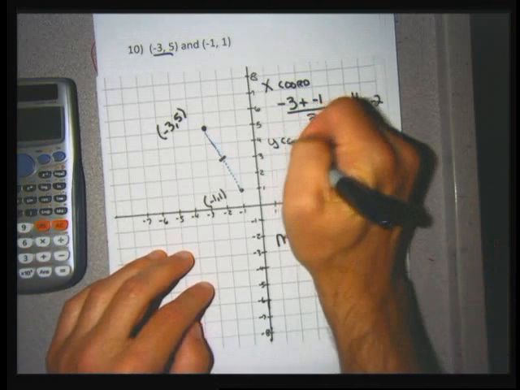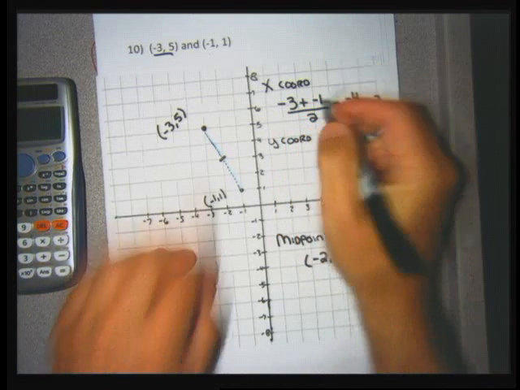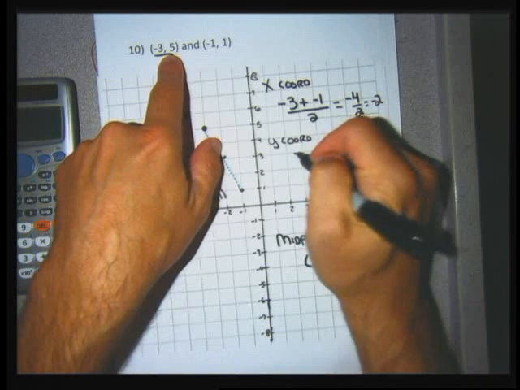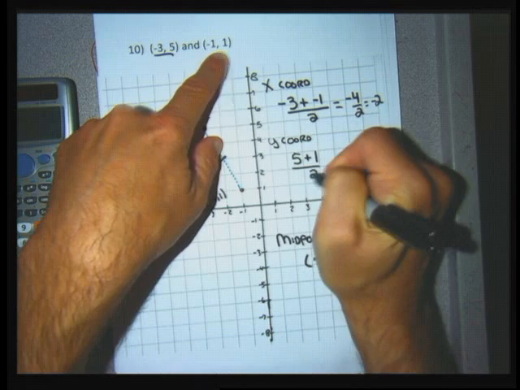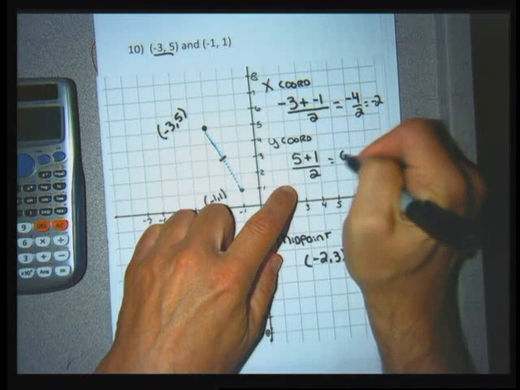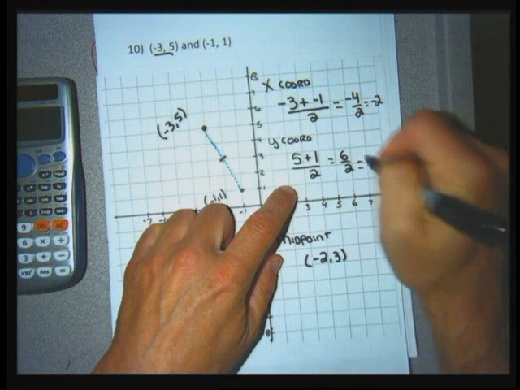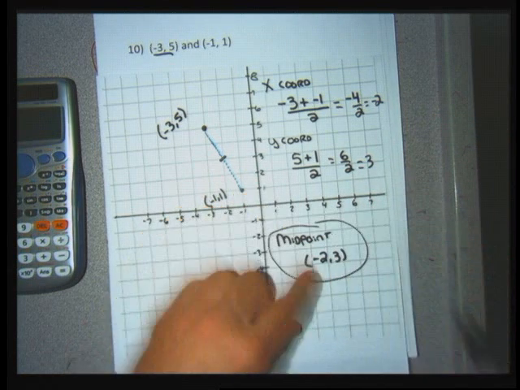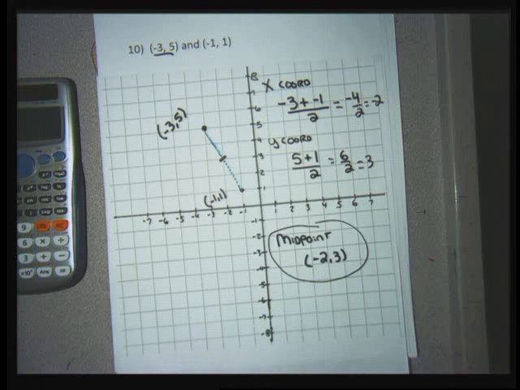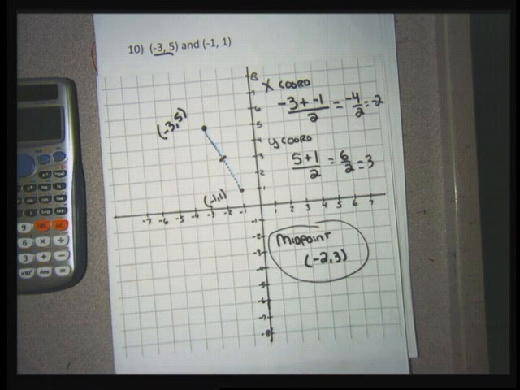Now I'm going to do the y-coordinate of the midpoint. To do that, I'll take the y-coordinate of the first point, which is 5, plus the y-coordinate of the second point, which is 1, divide by 2. This gives me 6 over 2, which is 3. So the answer that I guessed from my graph is correct. The midpoint of the line segment that connects those 2 points is the point -2, 3. The whole answer to number 10, you just have to write -2, 3.